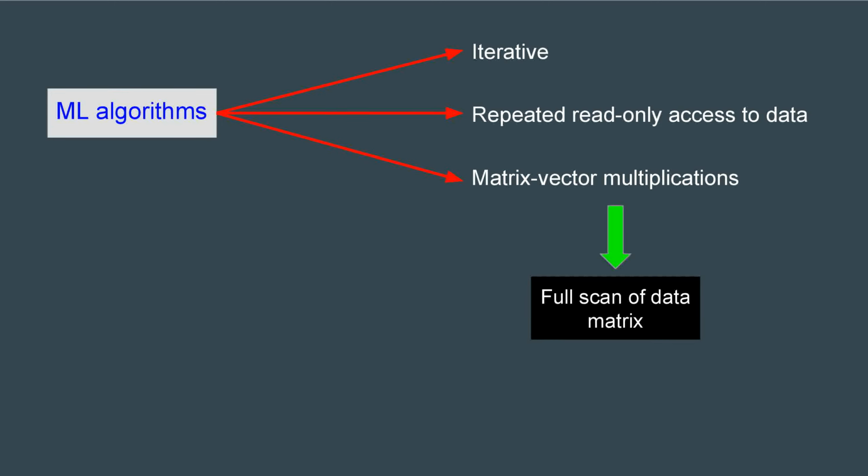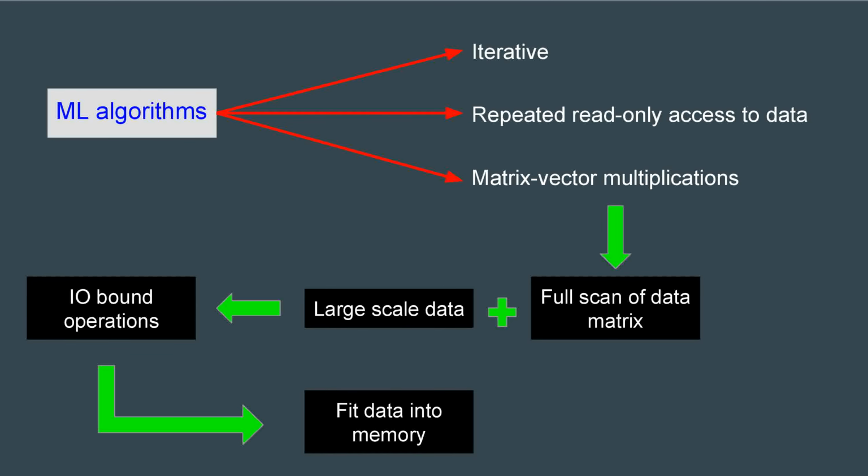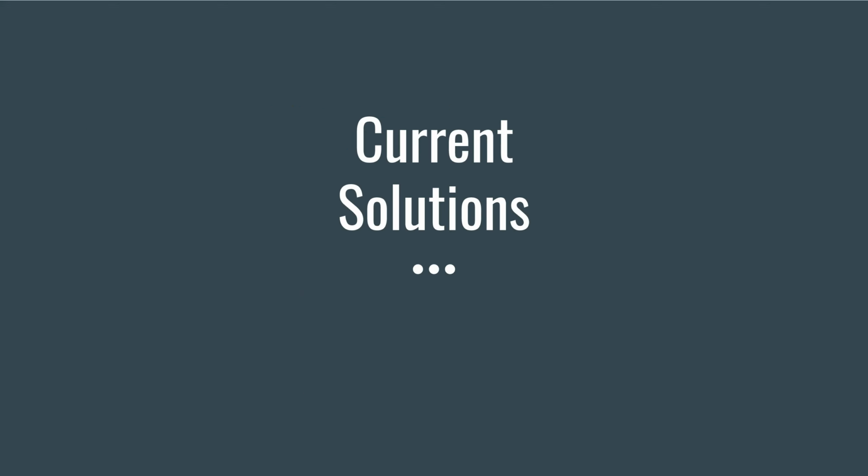Each such matrix vector multiplication requires a full scan of the data matrix. Combined with the huge scale of data that these algorithms work on, the whole operation becomes IO-bound. Thus, to increase performance, it becomes essential to fit more data into memory. Let us now look at how some of the current solutions counter this.